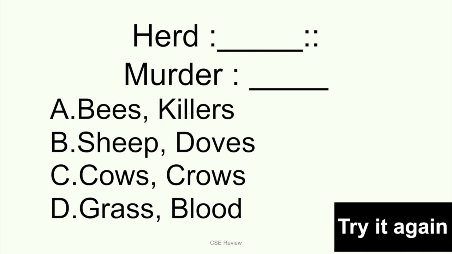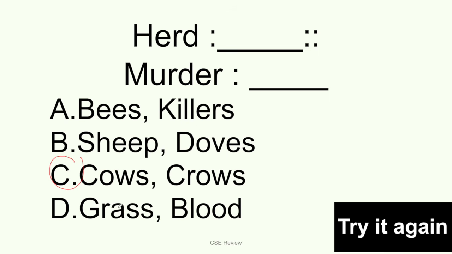Alright, so herd is to blank, murder is to blank. The correct answer here is actually letter C. Herd is to cows, murder is to crows. Kasi, ang herd is a group of cows, ang murder is a group of crows. Okay? Top answer siguro na naguguluhan yung iba would be ito, letter A. Pero ang herd, ang bees naman kasi hindi naman sila tawag na herd, no? Tsaka yung murder, killers, killers commit murder, pero bees don't commit herd. Okay? So again, just be familiar with your 3 P's, pattern, position, and precision.